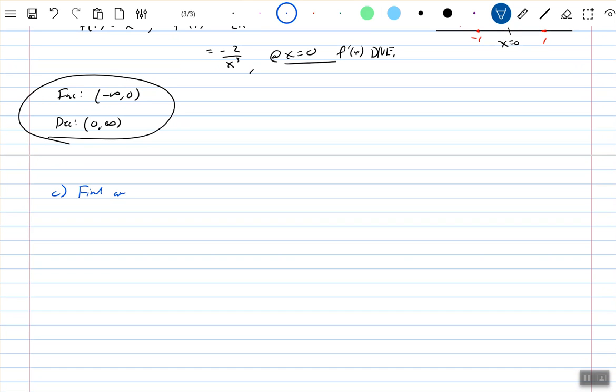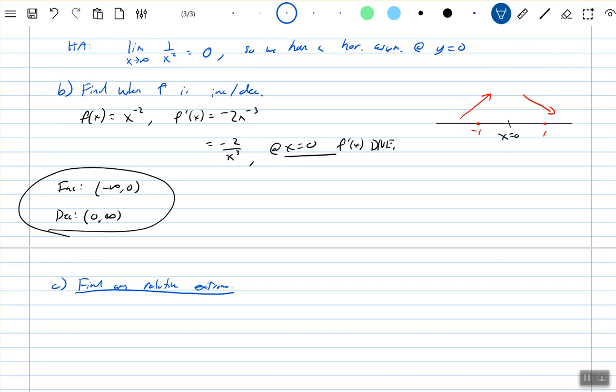Find any relative extrema. So we want to find the relative extrema. Well, let's go up here and look. Notice that at x equal to 0, the function does change signs. So x equal to 0 is a really good candidate for a maximum. But here's the thing. What is f of 0?